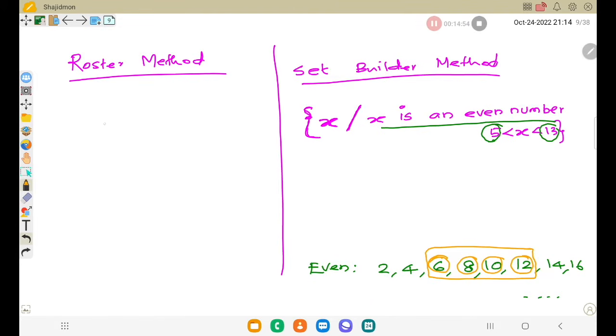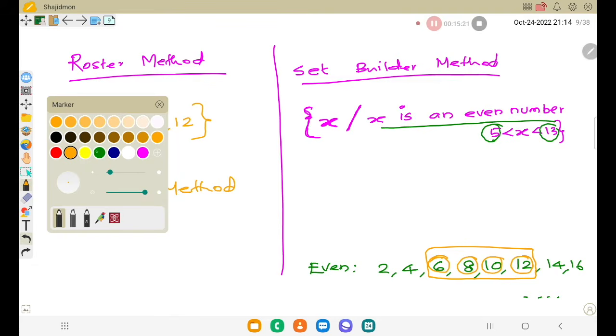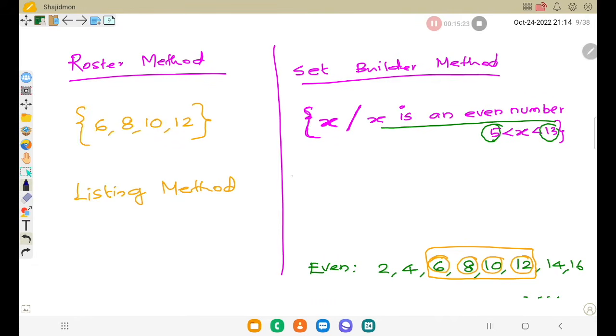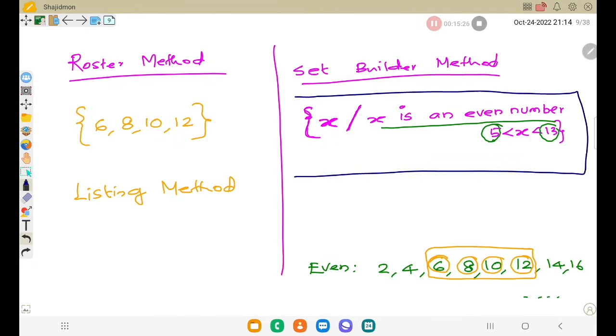If we write these numbers directly, for example 6, 8, then 10, then 12, this is what we call the roster method. Roster method means the listing method, that is, the numbers are listed one by one. That is why we call it the listing method. In the set builder method, we are not writing all the numbers; we are just writing the form of the numbers. See, set of all x such that x is an even number, 5 less than x less than 13.